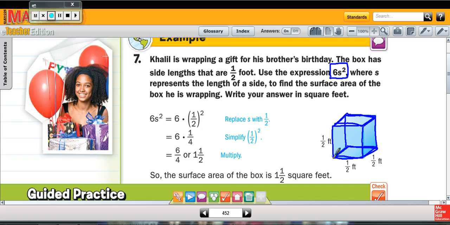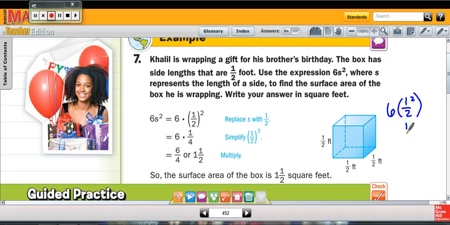And then we have s squared because each side is side times side. Okay, so if we're looking at this one, I'm multiplying s by s. So this is s and this is s. Well, s times s gives me s squared. Okay, so in this case, we're just going to substitute that value of 1/2 for s. So I have 6 times 1/2 squared.